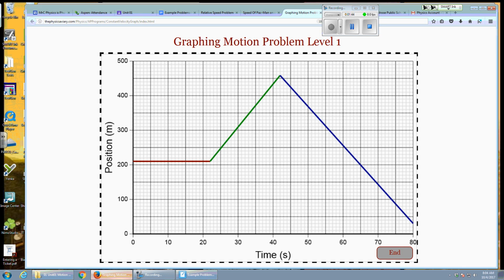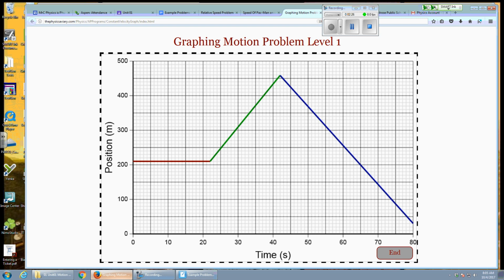Probably the easiest one to do is the red section. What's the slope of the red section? 0. Right? Do I even need to do that part? No, we need to see it. Good. That's what I thought. And then the green here, we need to do the rise over the run. So let's see, each of these blocks is 10 on the position. And on the run, each one is a second, it looks like.